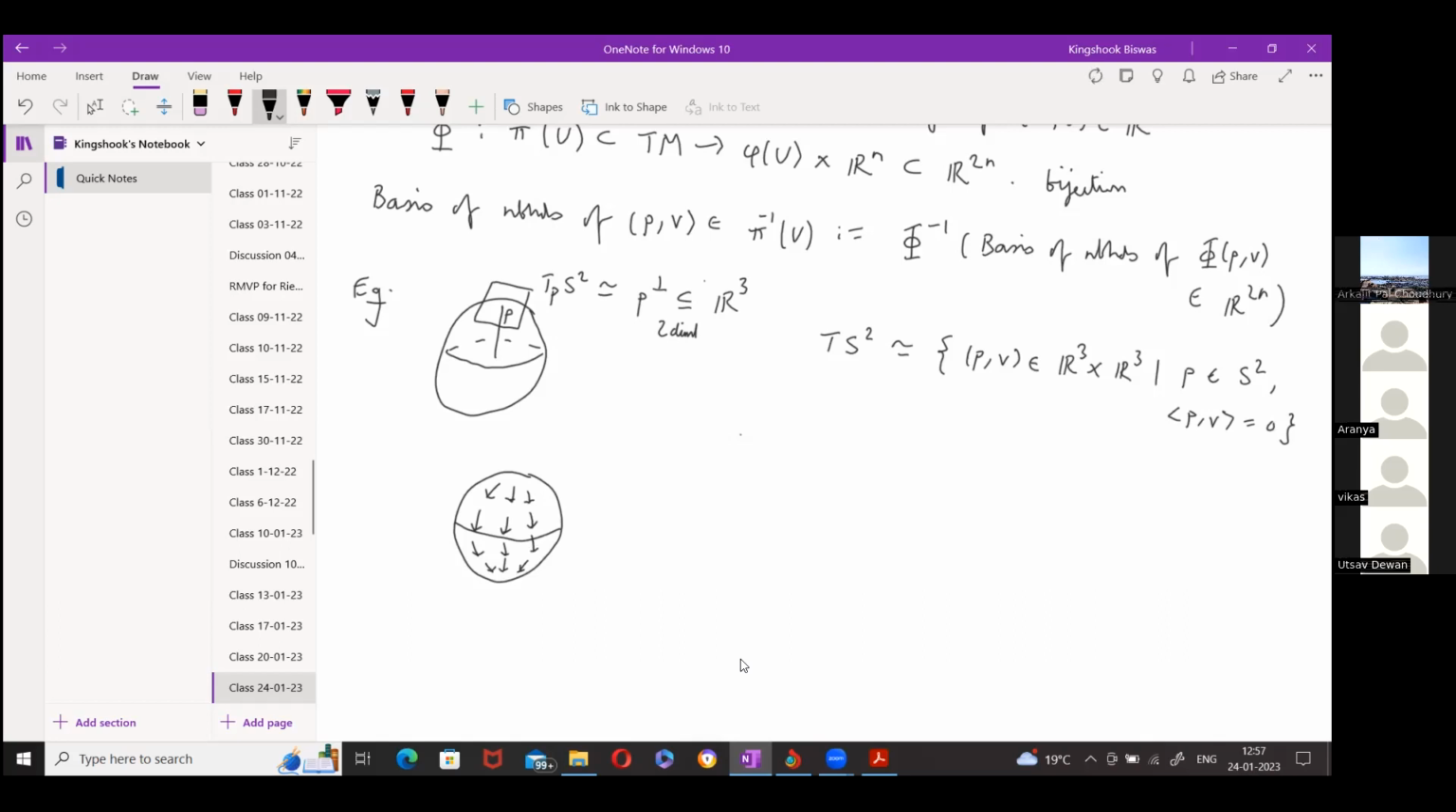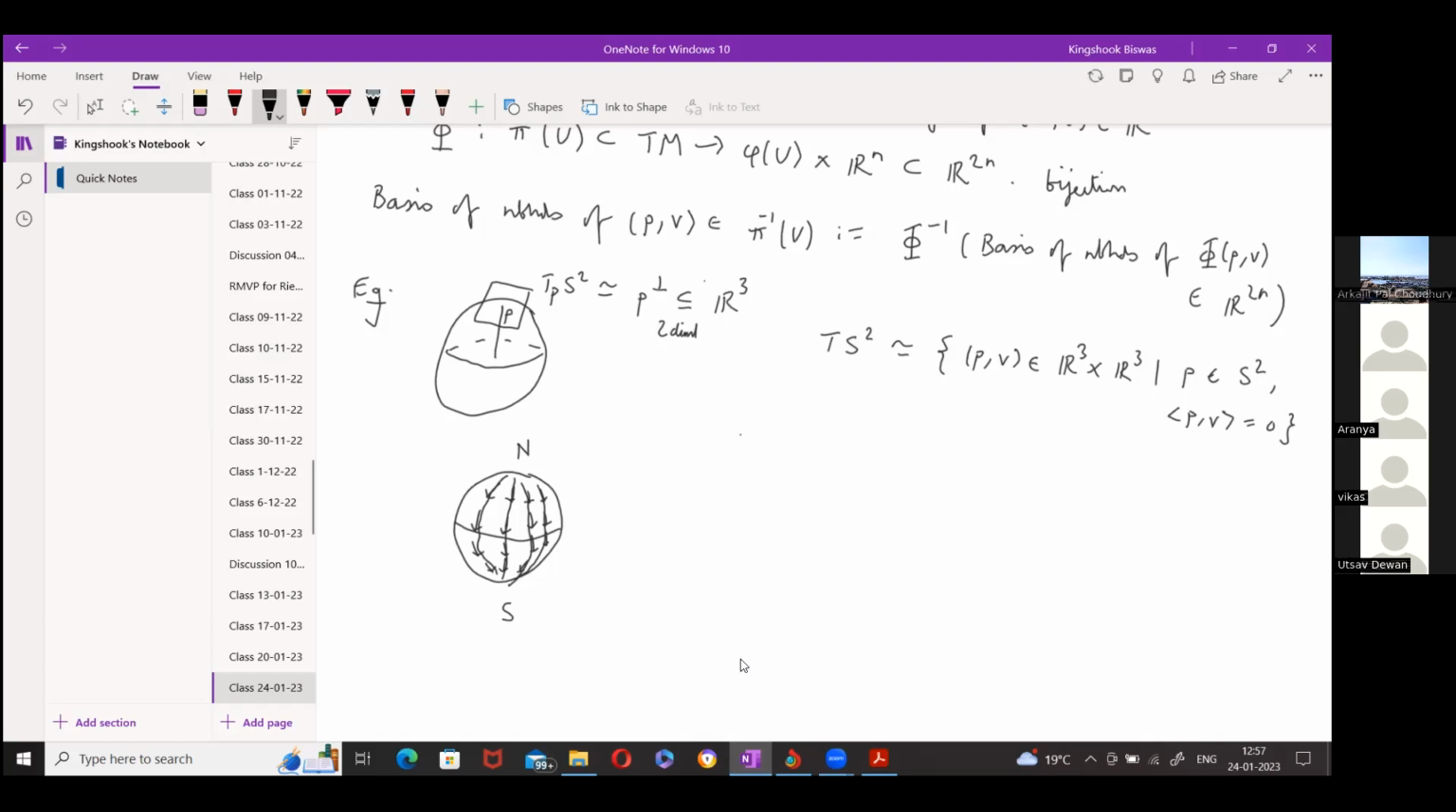And just like we talked about integral curves of vector fields in Rn, similarly, we'll be talking about integral curves of vector fields in a manifold. Those will be curves which will be tangent to the vector field. Intuitively, you get them by joining the arrows here. So in this example, the integral curves will be longitudes, going from North Pole to South Pole.